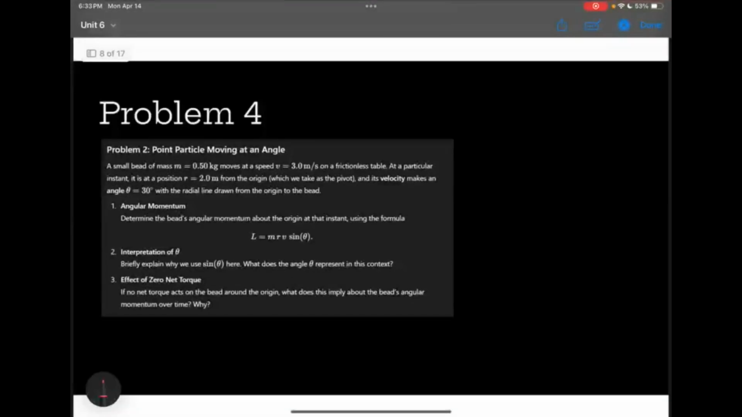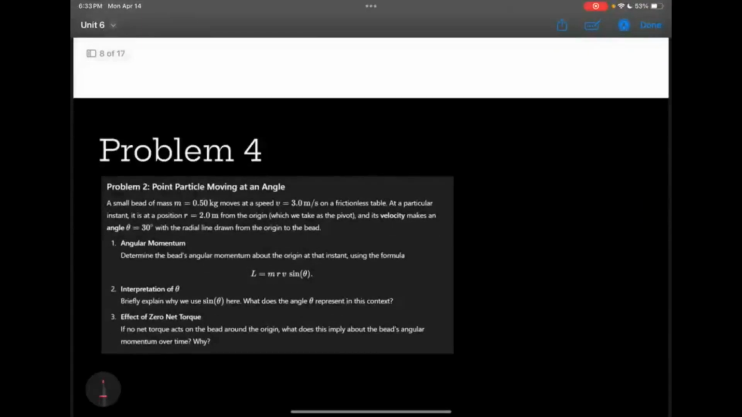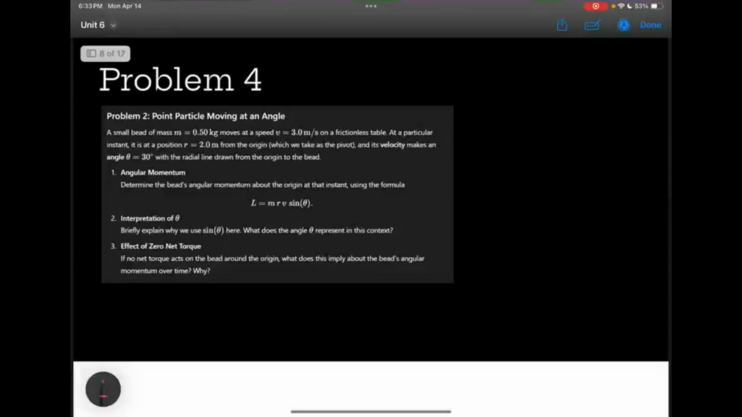Then problem 4. So to me, when I was learning this, it makes sense how something can have angular momentum if it's rotating, right? But for me, thinking about a point moving about like an axis or an angle, it just feels a lot more abstract. So let's try and tackle that with this problem. So we have some small bead. We can just treat this as a particle moving at a speed of 3 meters per second. At a particular instant, it is r from the origin, 2 meters, and its velocity will make an angle of 30 degrees with this radial line from the origin to the bead, right?